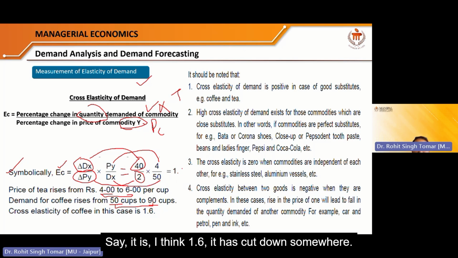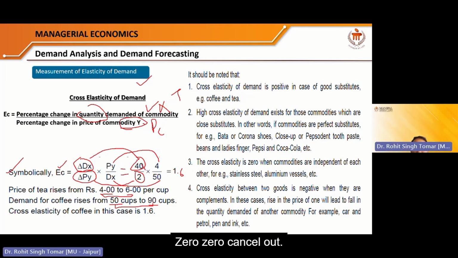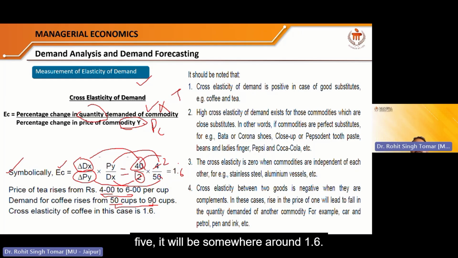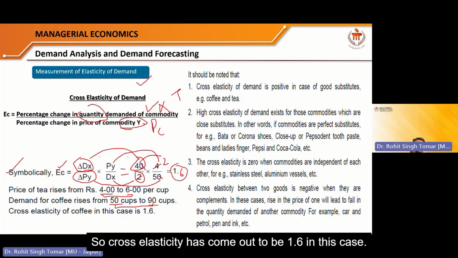Say it is, I think, 1.6. If you calculate it, it will be 1.6, right? The zeros cancel out. If you calculate it, 2, 8 divided by 5, 4 multiplied by 2, 8 divided by 5, it will be somewhere around 1.6. So cross elasticity has come out to be 1.6 in this case.